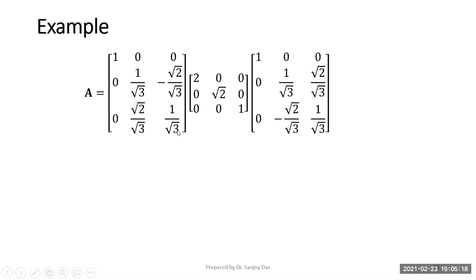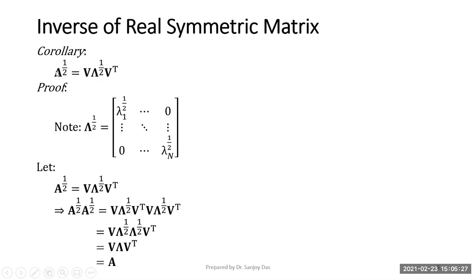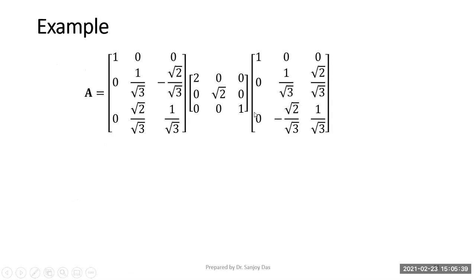Okay, and so we can perform any operation, we take any function of A. What we have to do is carry out the same function on the lambdas, and V and V transpose remain the same on either side. Okay, that's the beauty of this whole thing. So let's take this example. A equals this: V, and this is the diagonal matrix of all lambdas, and this is V transpose.